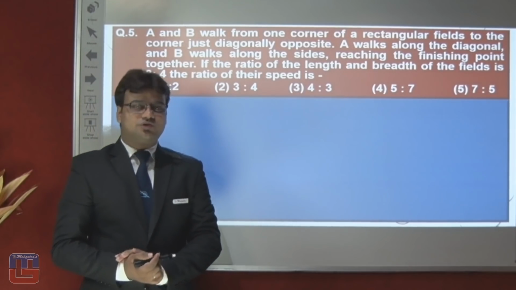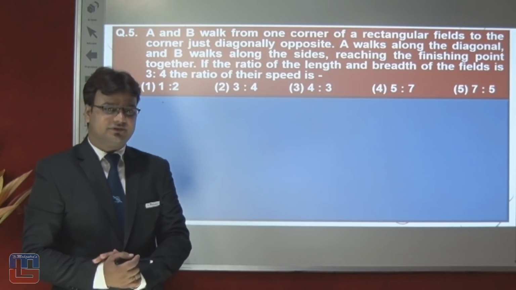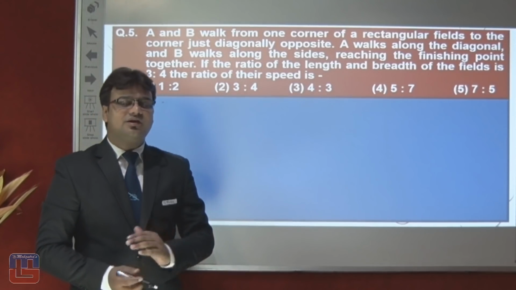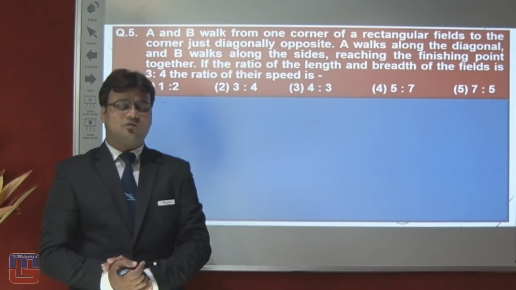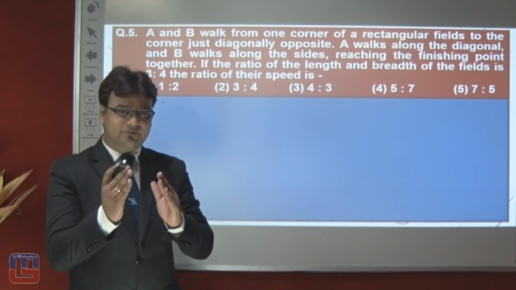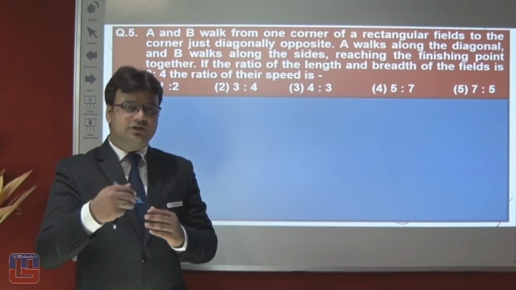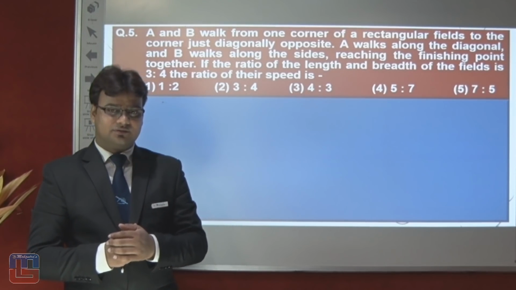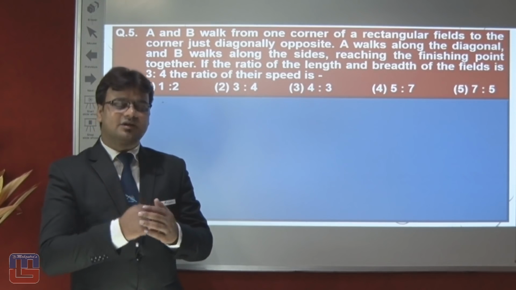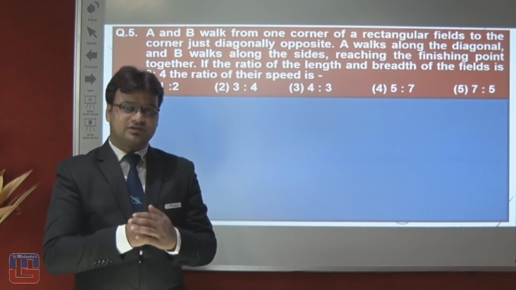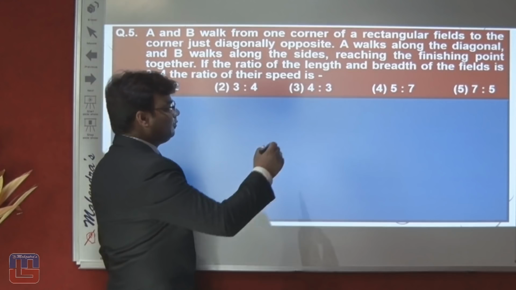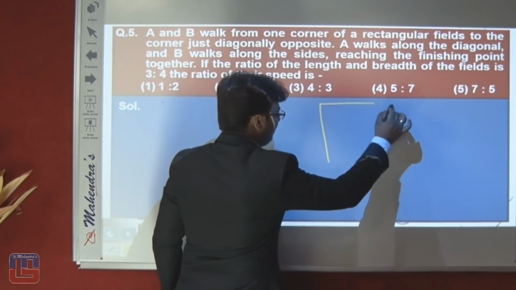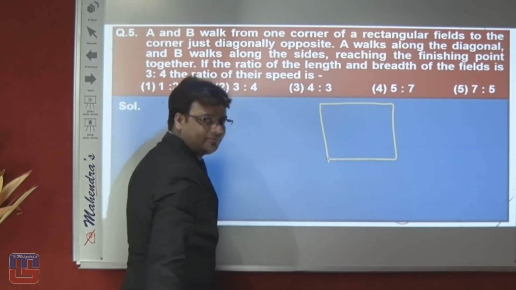This question is based on speed and distance. The question is that A and B walk from one corner of a rectangular field to the corner diagonally opposite. A walks along the diagonal and B walks along the sides. Here two persons are walking around a rectangular path.